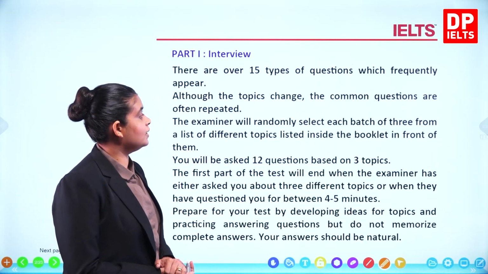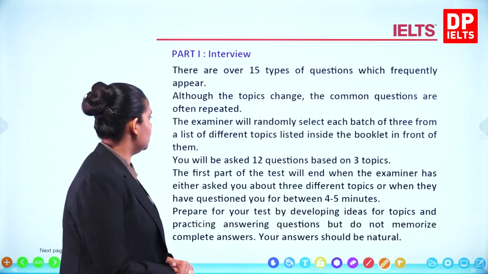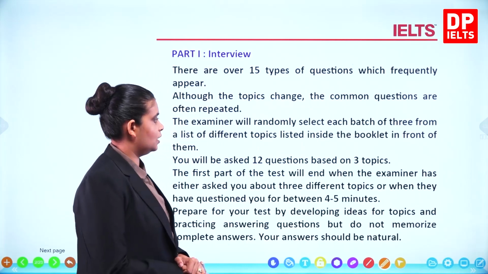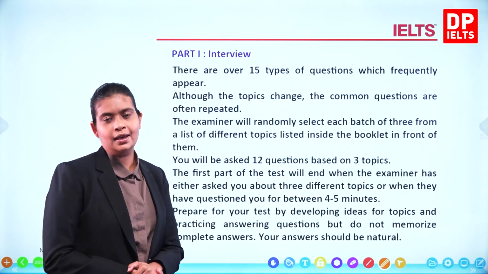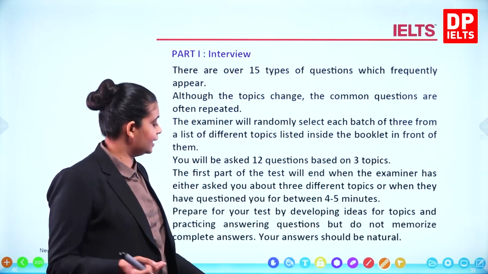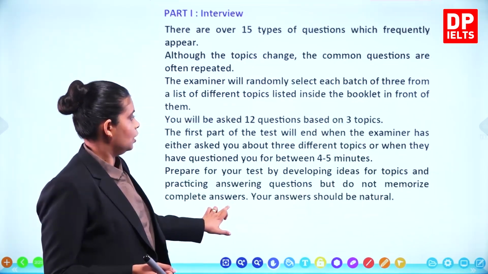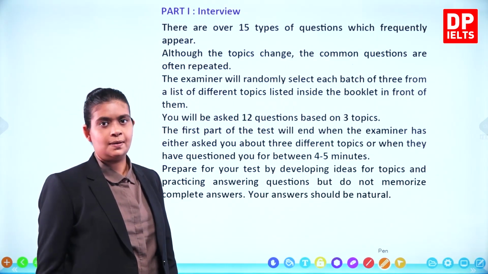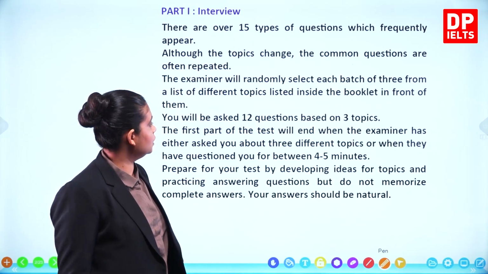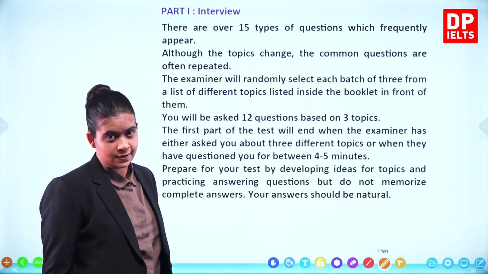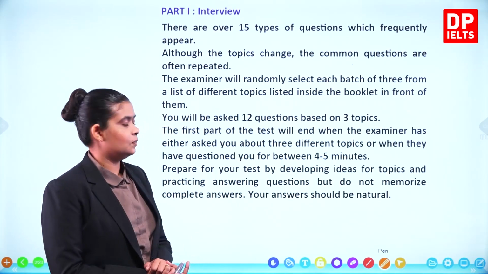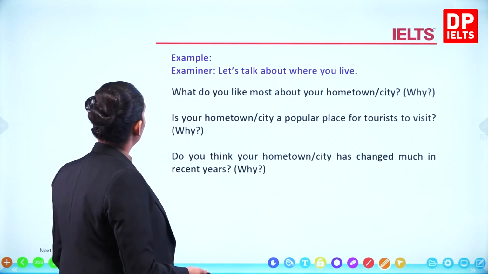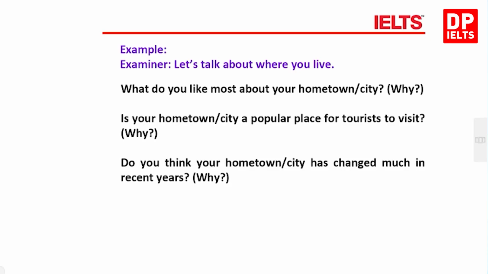The examiner will randomly select each batch of 3 from a list of different topics listed inside the booklet in front of them. So, okay, as you know, they will select a test from the booklet. Now, for part 1, you will be asked 12 questions based on 3 topics, and from each topic they will ask you 4 questions. This part of the test will last for about 4 to 5 minutes, right? Now, let's have a look at some examples.